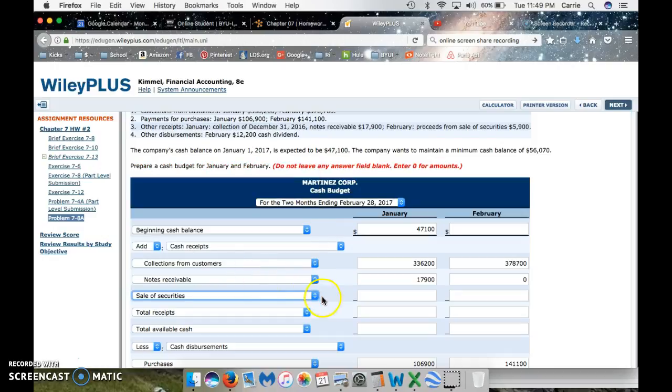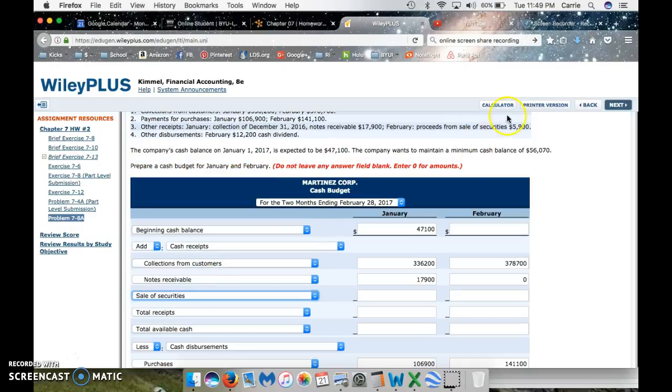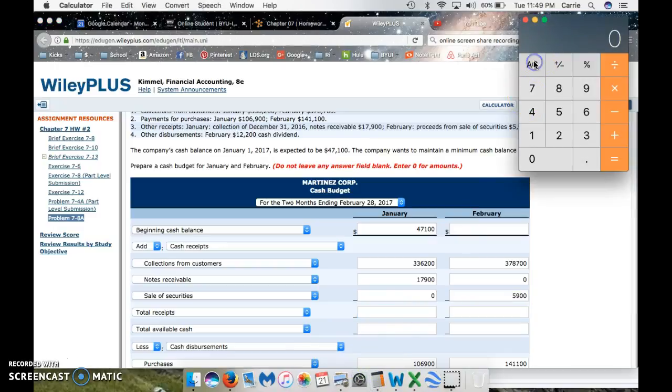I guess it's that. Let me double check. Payments, notes, balance. It's the only sale, oh, it's right there. Sale of securities. Okay, so we don't seem to have any for January, so that just leaves us with 59,000 for February.